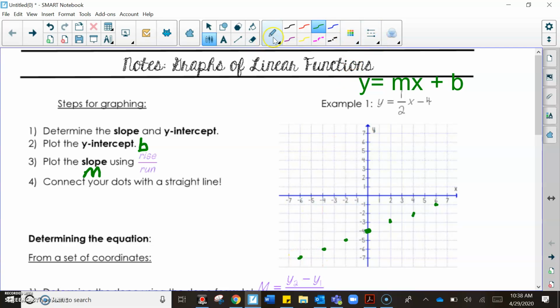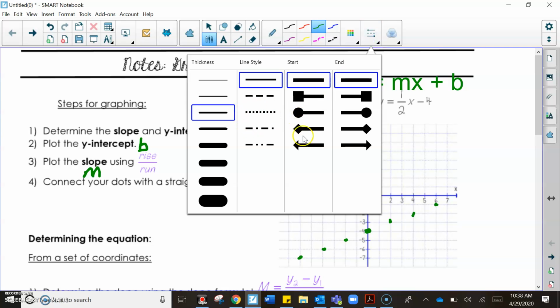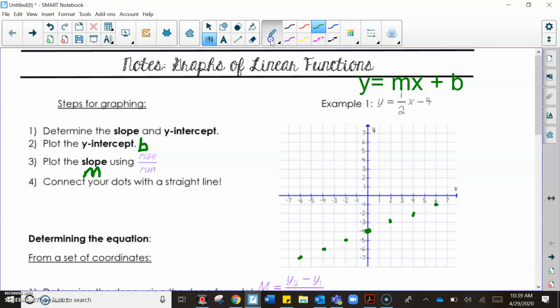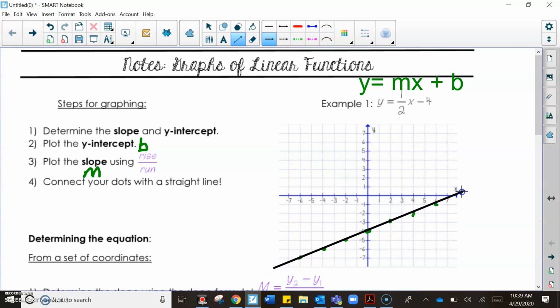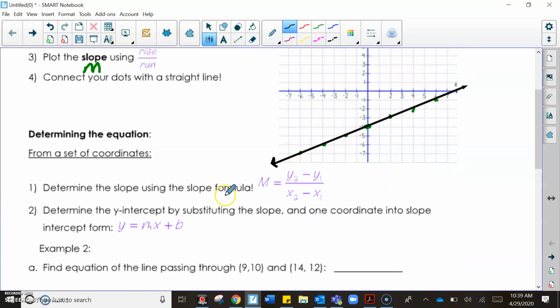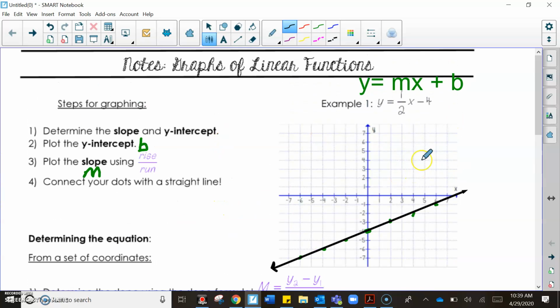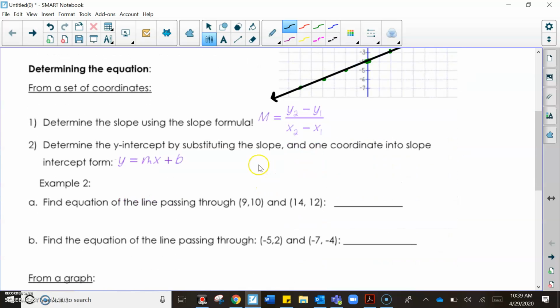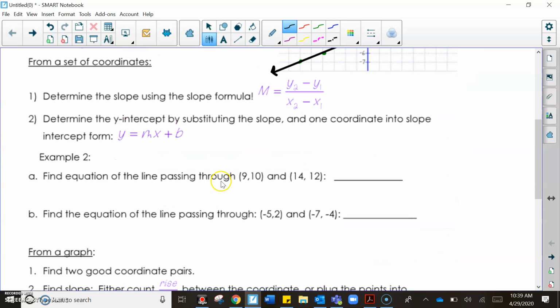It is not a linear function until we have connected it with a line. Bam, linear function. We also want arrows on both ends because lines go on and on forever. Determine the equation from a set of coordinates. So we've graphed it, we were given an equation and graphed, but we can write an equation as well.